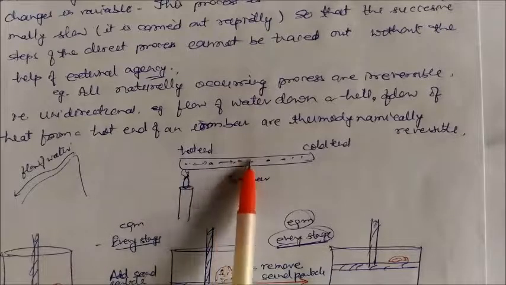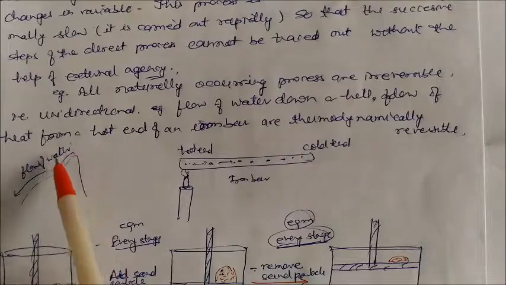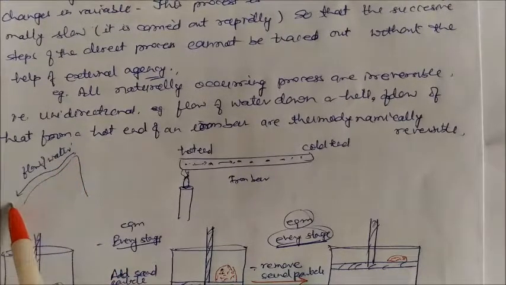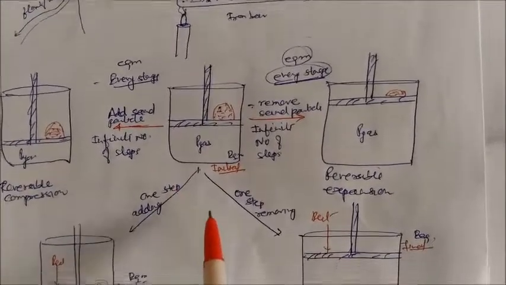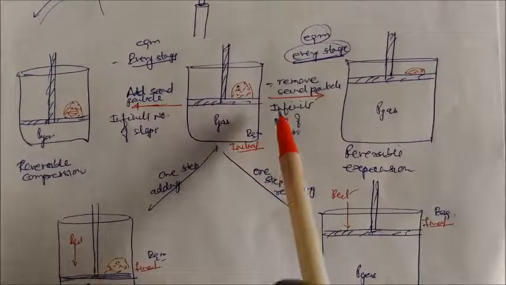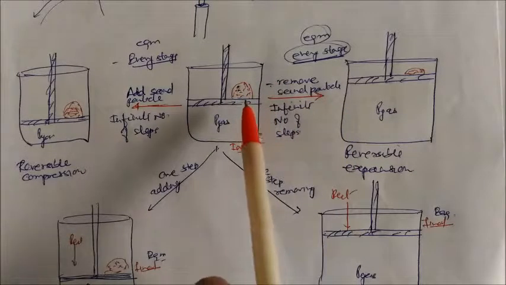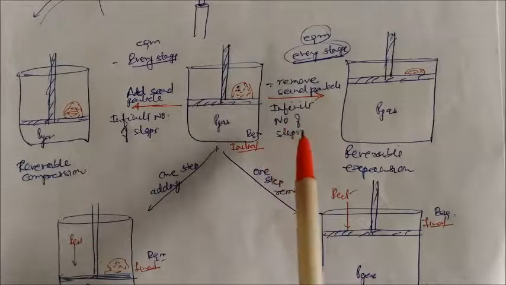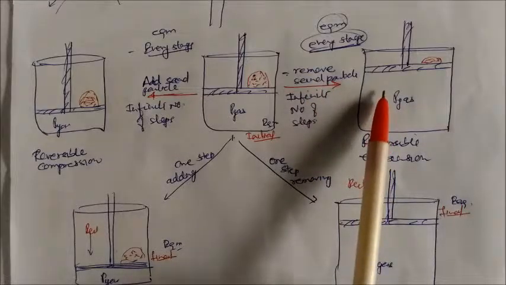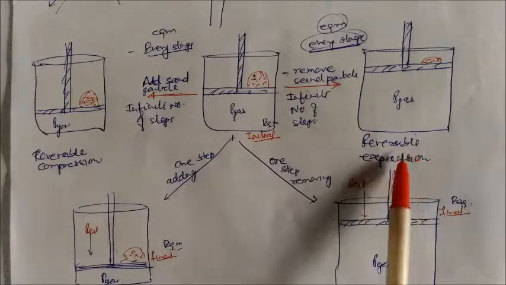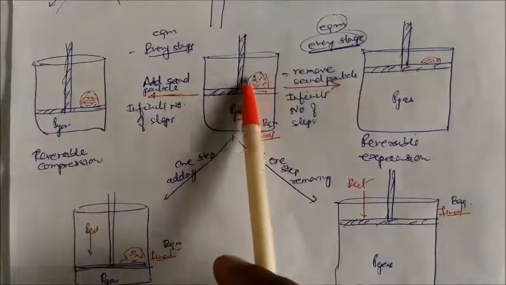All naturally occurring processes are called irreversible processes, that is, unidirectional. For example, flow of water down the hill. If water is flowing down the hill, that is an irreversible process. Another example is flow of heat from the hot end of an iron bar. This is the hot end and this is the cold end. If you heat this end, what will happen? This particle will pass heat on one by one. So conduction takes heat from particle to particle, which are adjacent to each other. It takes a long time. Then the cold end will again convert into a hot end.